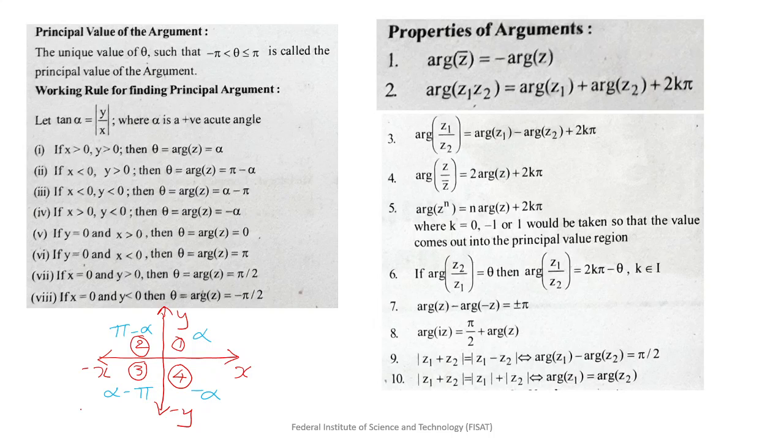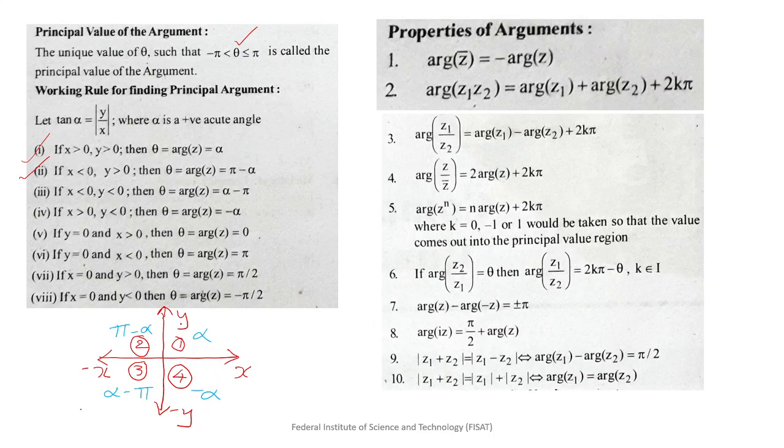Next concept is principal value of the argument. It is a unique value of theta which lies between minus pi and pi. In order to find the principal argument, the working rule is that tan alpha is given by mod y by x, where alpha is a positive acute angle. Now you have to consider the value of this alpha in 4 quadrants, 1, 2, 3, 4 as we know. First, x greater than 0, y greater than 0, that is quadrant 1. If z is in quadrant 1, then the argument of z is given by alpha itself.